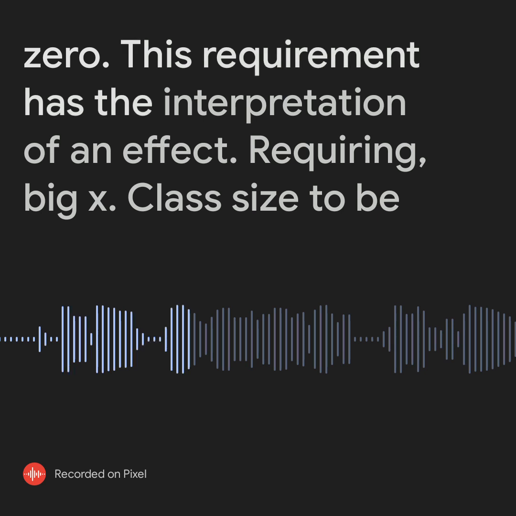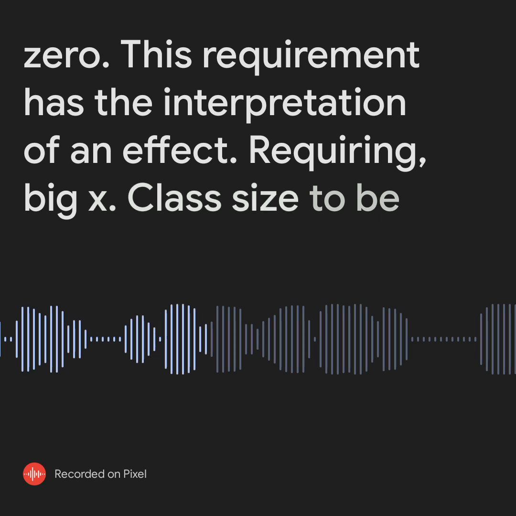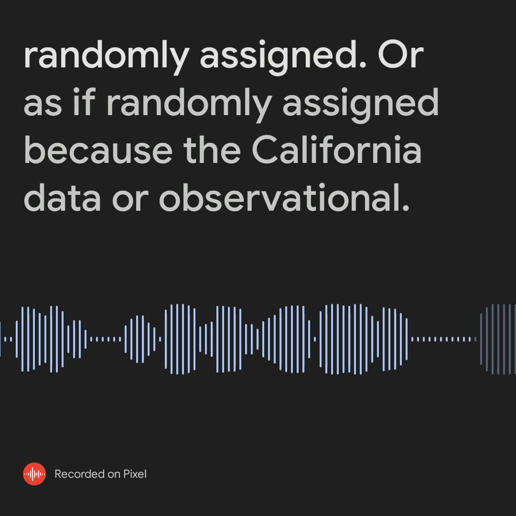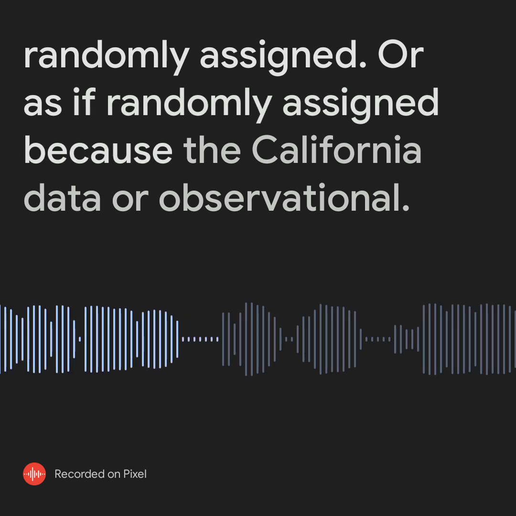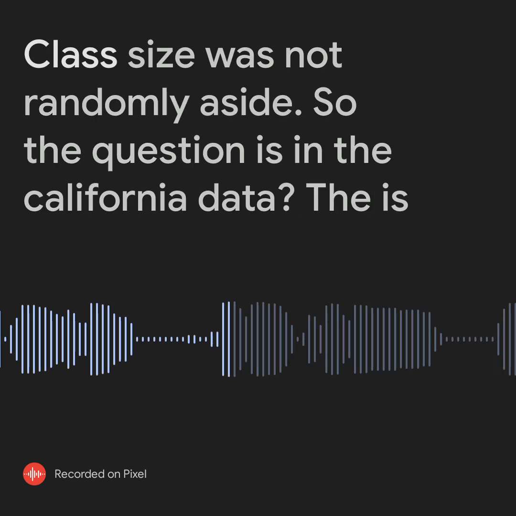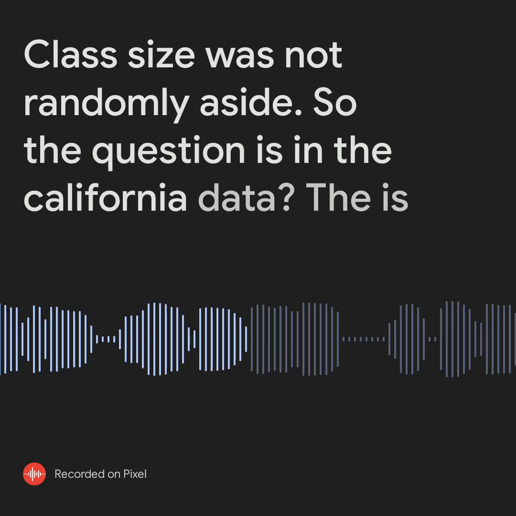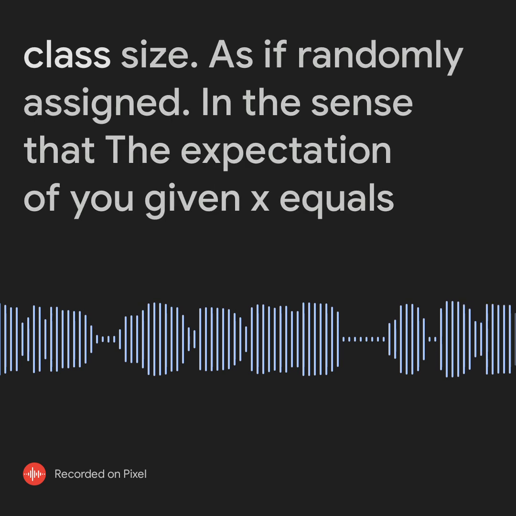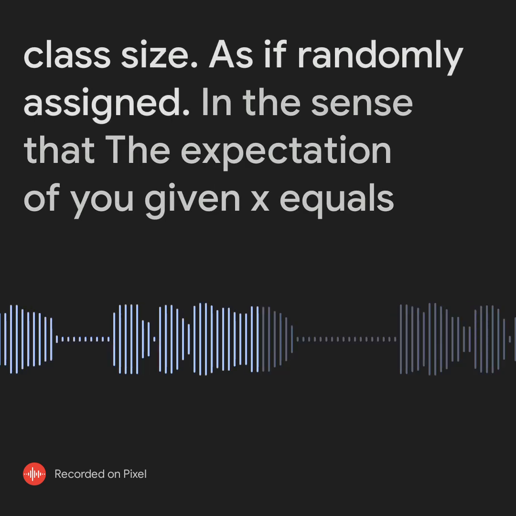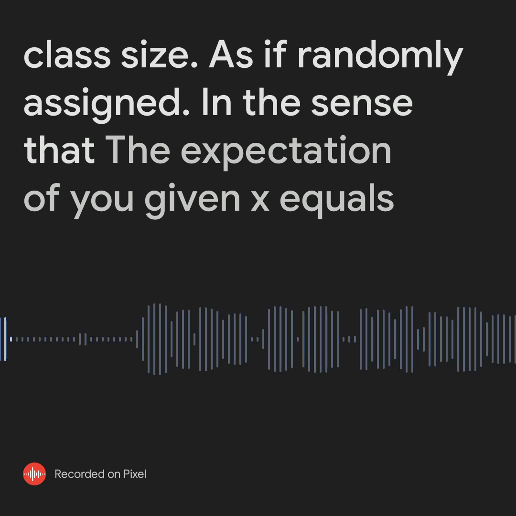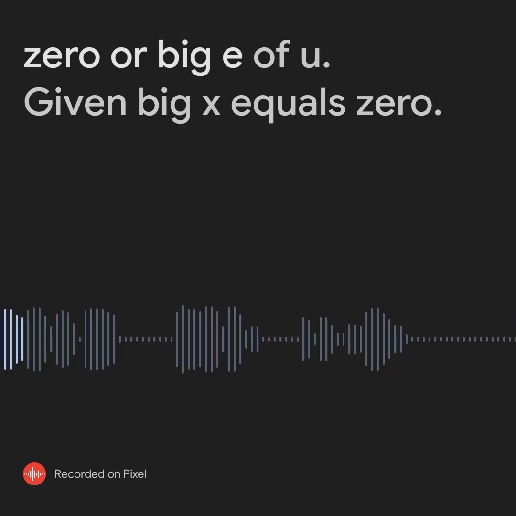This requirement has the interpretation of requiring big X, class size, to be randomly assigned, or as if randomly assigned, because the California data are observational. Class size was not randomly assigned. So the question is, in the California data, is class size as if randomly assigned, in the sense that the expectation of u given X equals 0, or big E of u given big X equals 0?